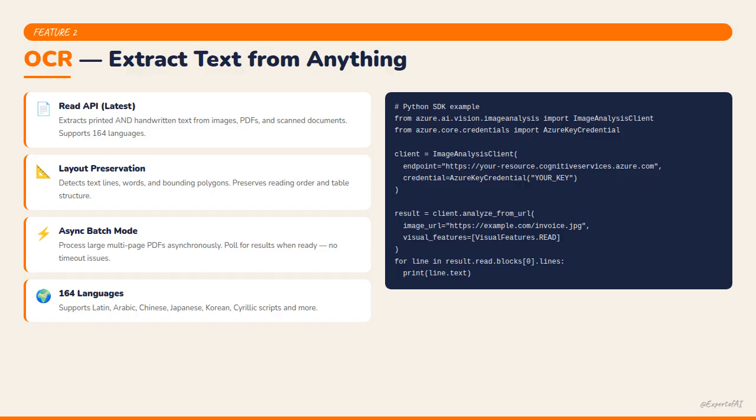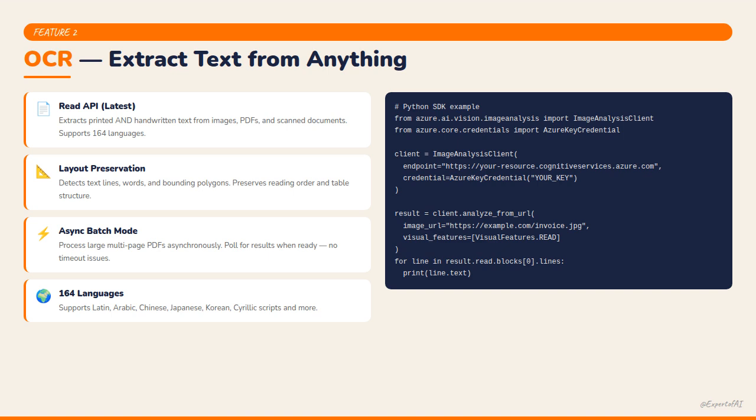Next up is OCR, optical character recognition. The Read API is the latest and most powerful version. It extracts both printed and handwritten text from images, PDFs, and scanned documents in 164 languages. It preserves reading order and table structure and supports asynchronous batch mode for processing large multi-page PDFs.